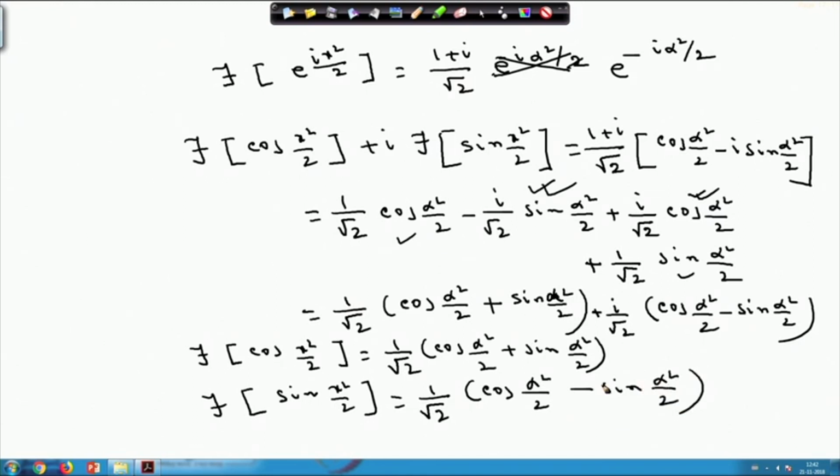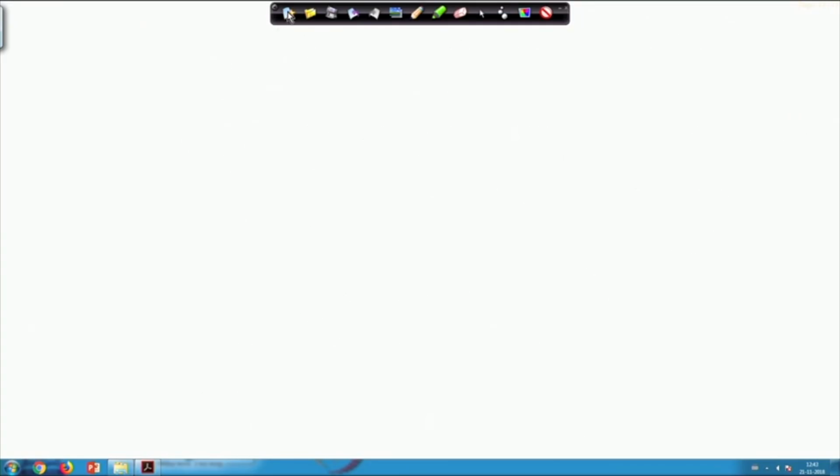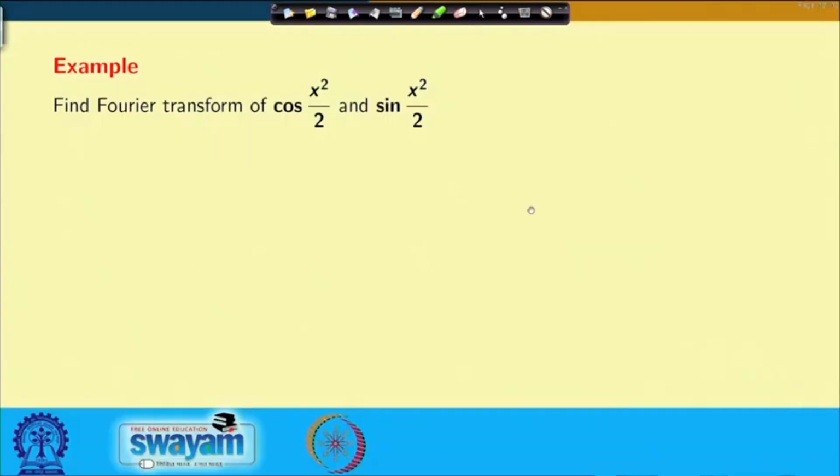So, please note this thing, that although we had to find out the Fourier transform of cos of x square by 2 and the Fourier transform of sin of x square by 2, we started with some other exponential function, then for a specific value of a we are getting it. So, quickly again let us see this thing.